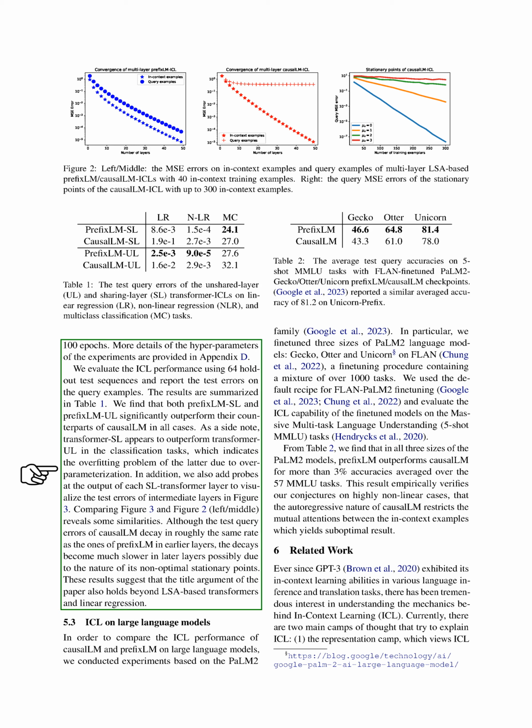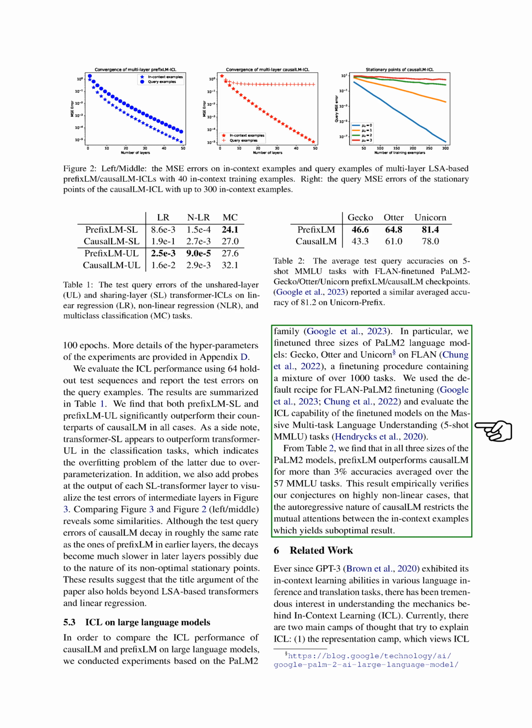Section 5.3 ICL on large language models. We've been examining the performance of in-context learning, ICL, on large language models, specifically comparing the CausalLM and prefixLM models. To do this, we used 3 different sizes of the PaLM-2 language models: Gecko, Otter, and Unicorn. We fine-tuned these models using FLAN, a process that involves over 1,000 tasks.